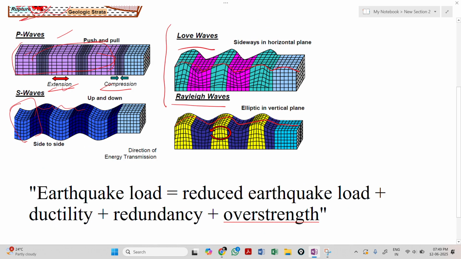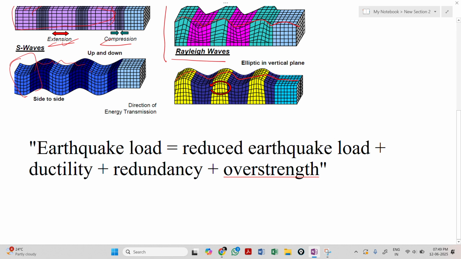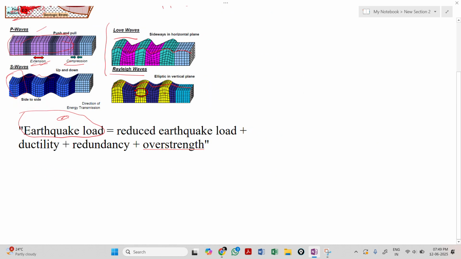Once this concept is clear, you need to understand how we design for earthquake load. This is a very important thing from a structural engineer's or civil engineer's perspective. In today's world, we need to design earthquake-resistant buildings. These days it is mandatory because there are a lot of earthquakes going on, and within 10 to 20 years, people will ask you to do earthquake design. So you should know the concept of how it is done.